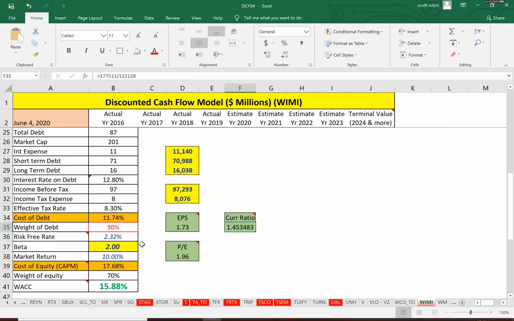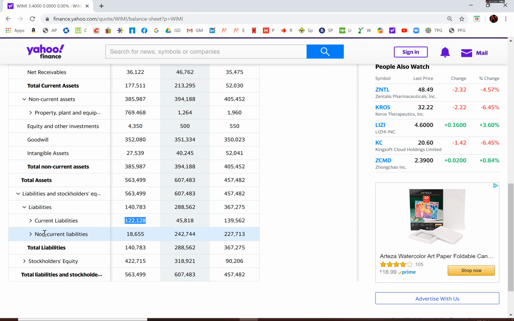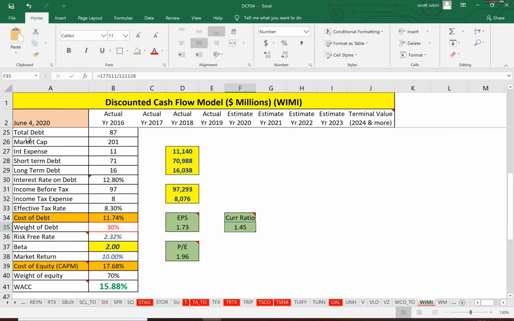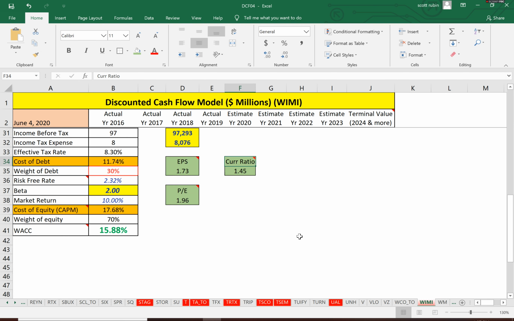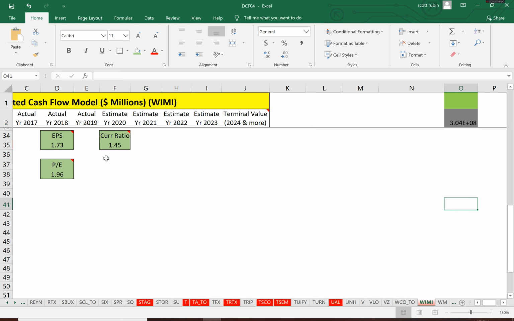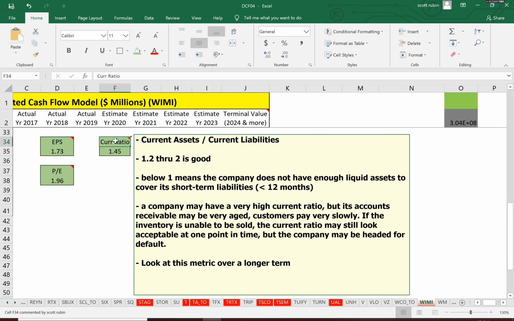So they do have a pretty good current ratio of 1.45. The current ratio is current assets over current liabilities, and it's a good way to look at the liquidity of a business.